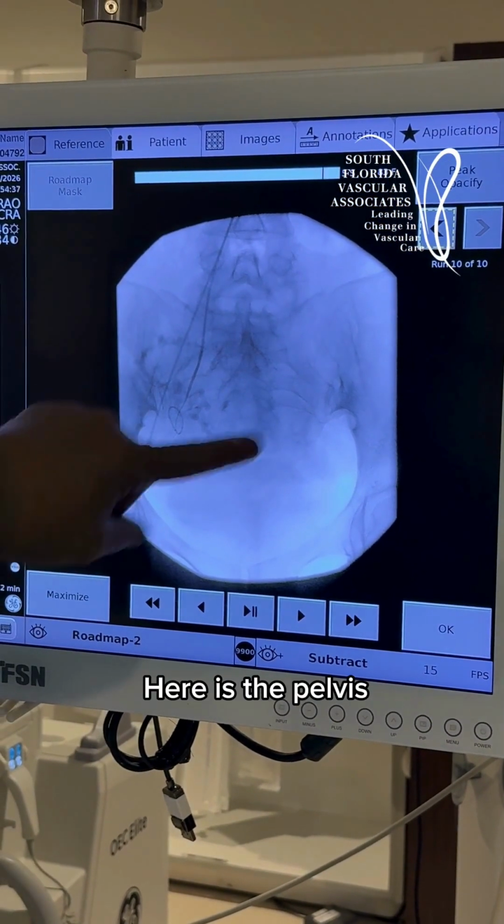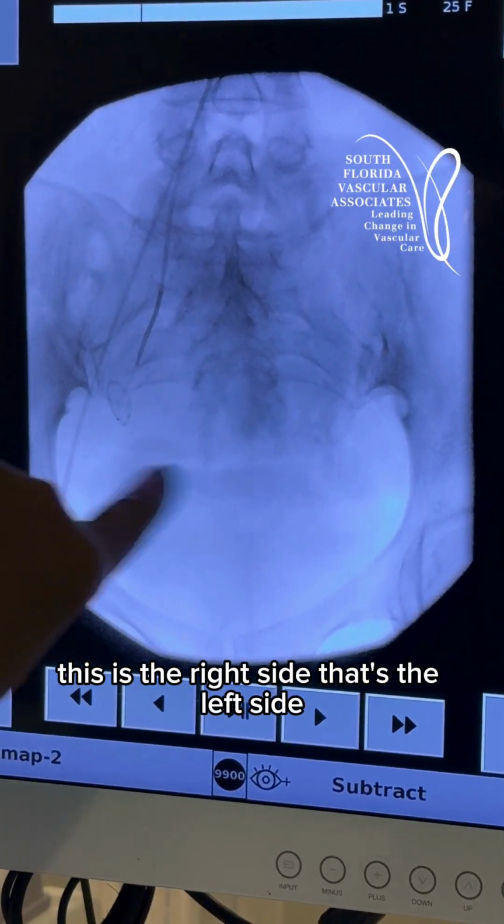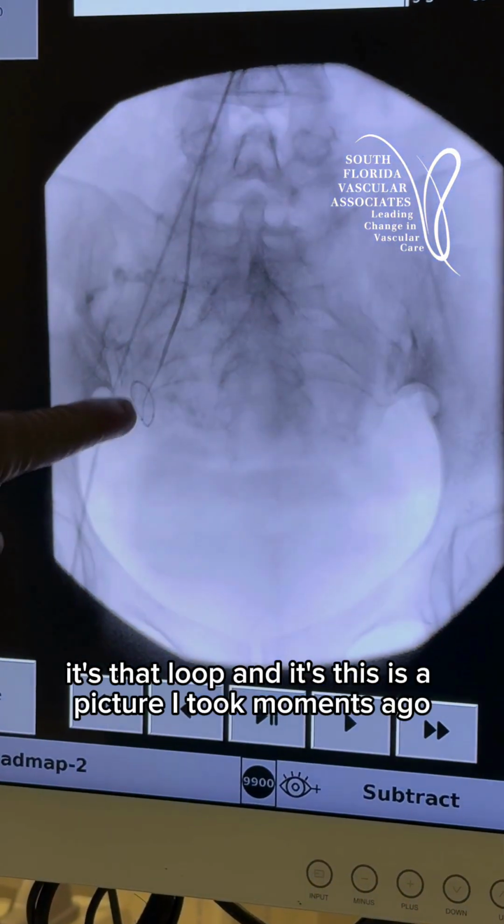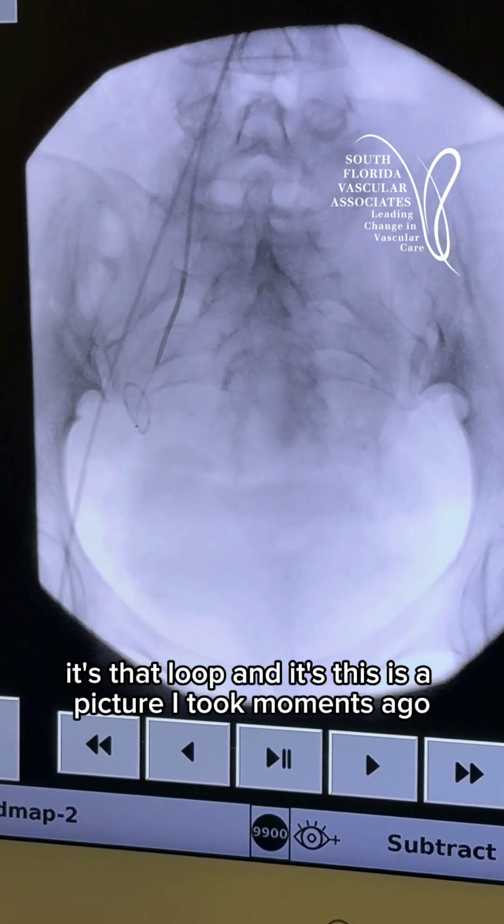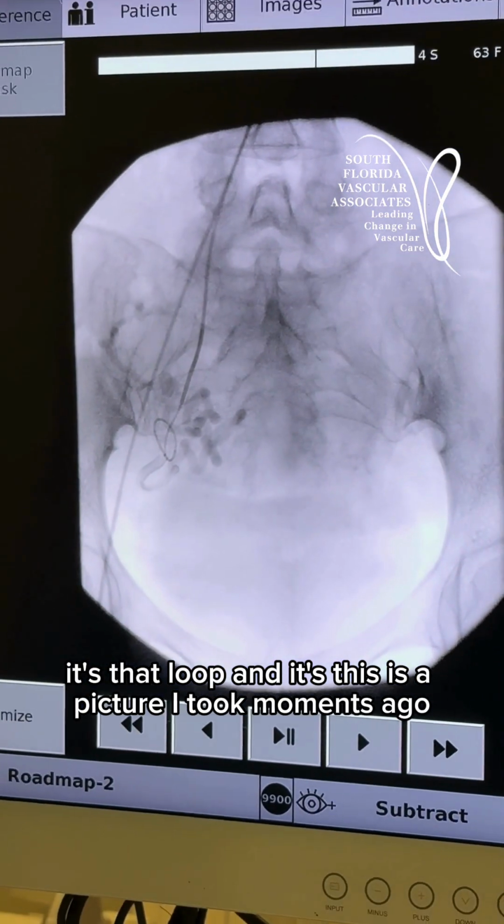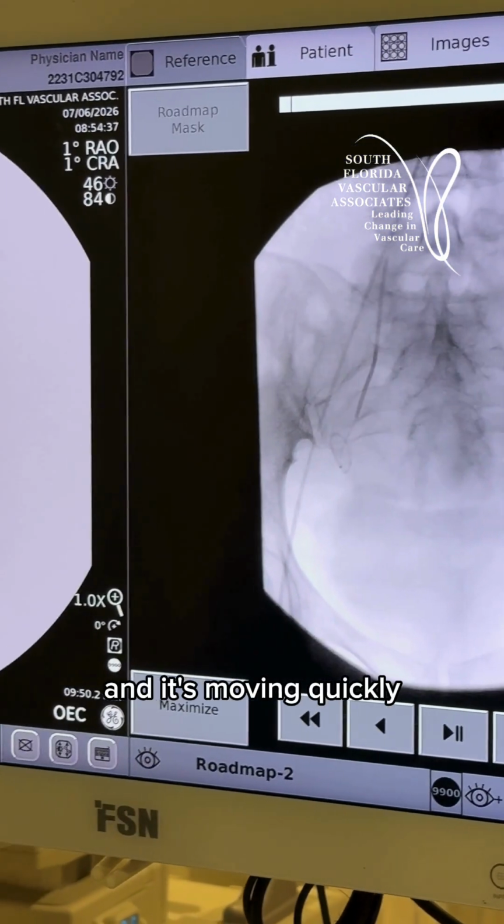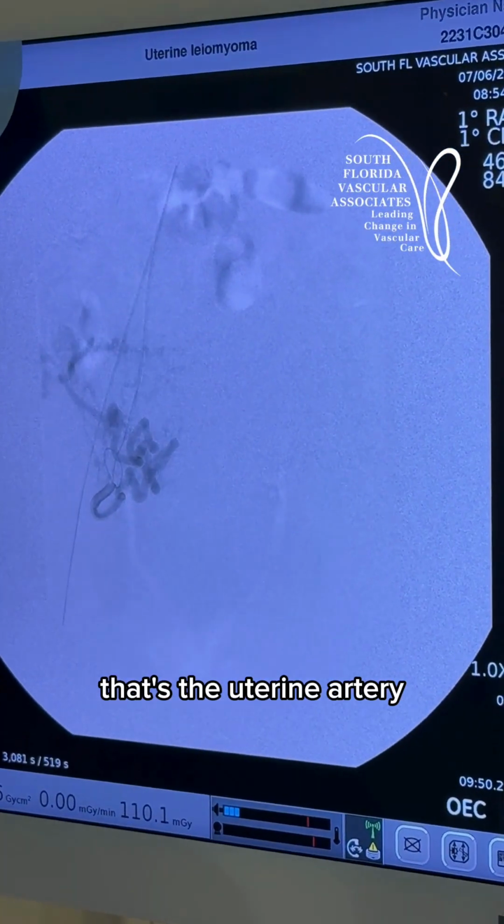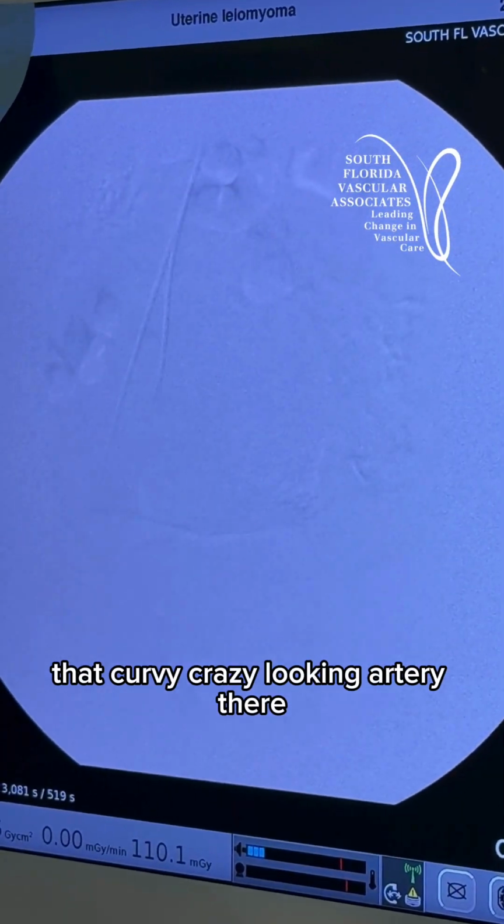Okay, so here's the pelvis. This is the right side, that's the left side. The tip of my catheter is right here. It's that loop, and this is a picture I took moments ago. And it's moving quickly because the blood flow to the uterus is very quick. That's the uterine artery, that curvy, crazy looking artery there.